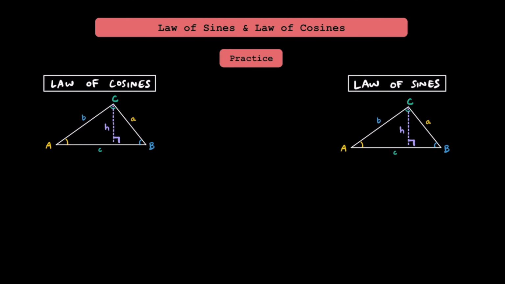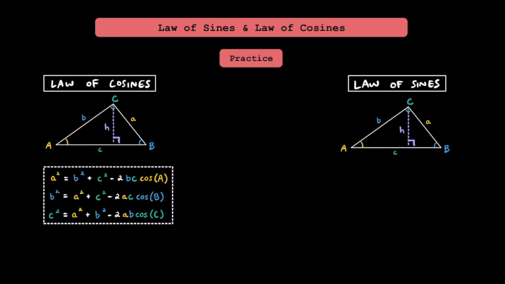In this video, I'm going to be going over some practice problems using the law of sines and the law of cosines. As you may already know, our Pythagorean theorem and our SOHCAHTOA are limited to right triangles. To help us solve non-right triangles or oblique triangles, we use the law of cosines and the law of sines. Here are the three different formulas you can use for the law of cosines, as well as the law of sines. If you're curious where these formulas come from, feel free to check out my previous video where I go over the proofs.